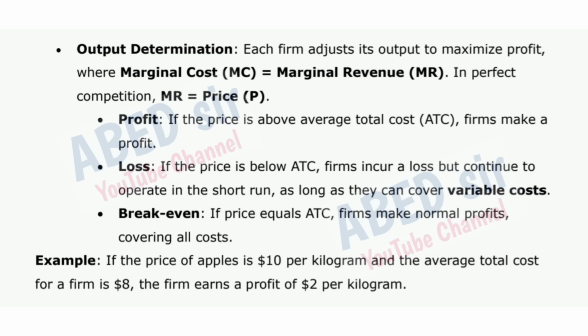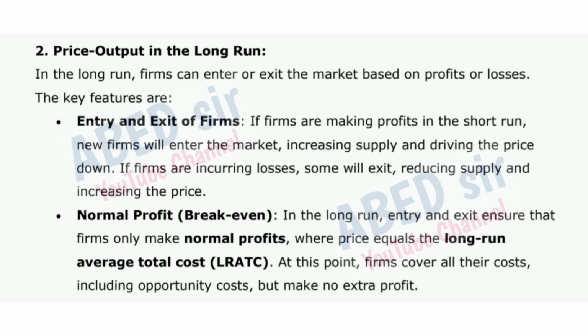Break-even: if price equals ATC, firms make normal profits, covering all costs. Example: if the price of apples is $10 per kilogram and the average total cost for a firm is $8, the firm earns a profit of $2 per kilogram. 2. Price output in the long run.